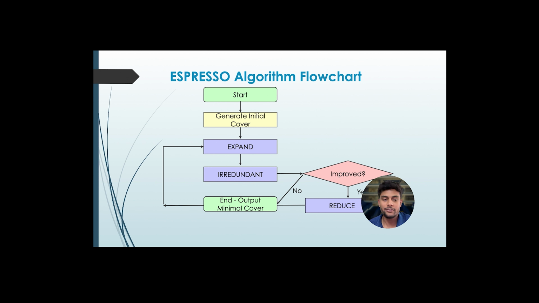So if it is a yes, then we go further for the reduction process, that is the reduce block. This is a key step where the prime implicants are reshaped and reduced to potentially allow further expansion in subsequent iterations. Then we move forward for reshape, check for termination, and if it is a no, then we go to output minimal cover, that is the minimized SOP expression. Once the algorithm terminates, the final cover represents the minimized sum of product expression for the Boolean function, and this is the desired result.